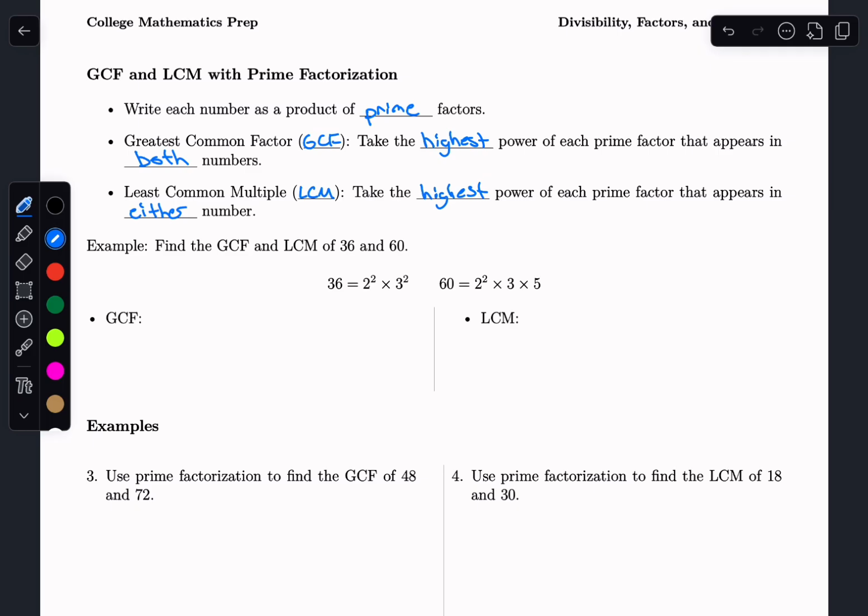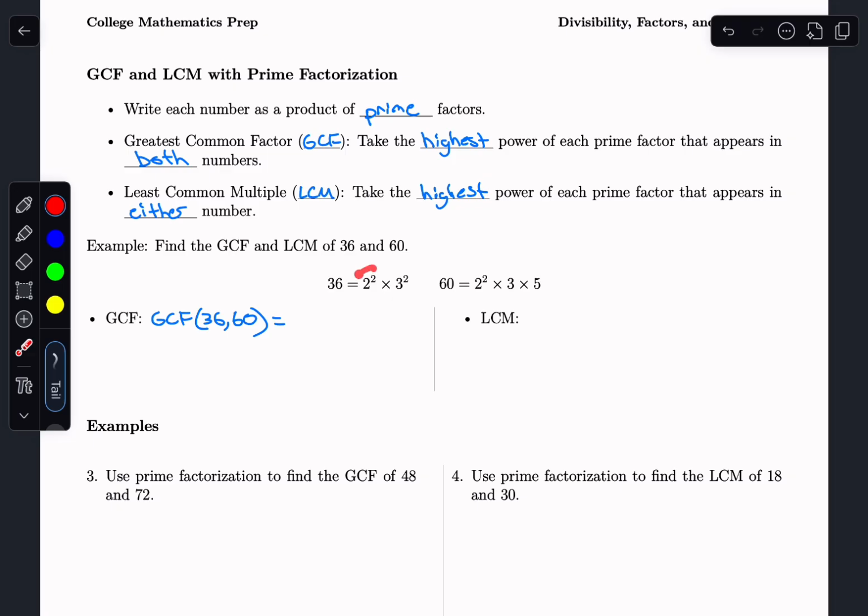So for the GCF, first thing is notation. When we find the GCF, we are specifically finding the GCF of 36 and 60. And so we write GCF and then in parentheses 36 comma 60. That tells us what we are finding the GCF of. All right. Once we've done that, now we're going to look at the prime factorization, and we want to see what they have in common.